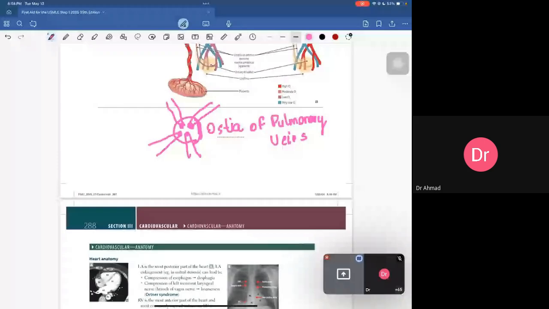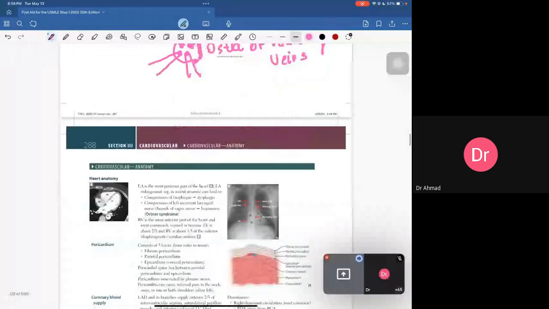For that, you want to see the anatomy of the heart. The heart starts from the right atrium, goes into the right ventricle, then goes to the pulmonary trunk. The pulmonary trunk goes into the pulmonary arteries.